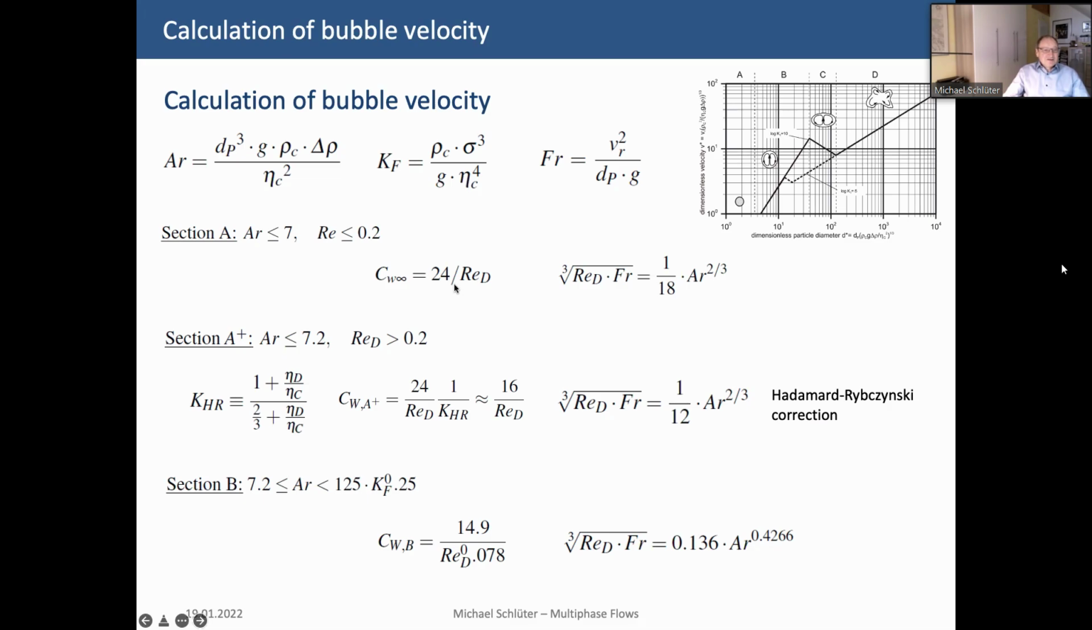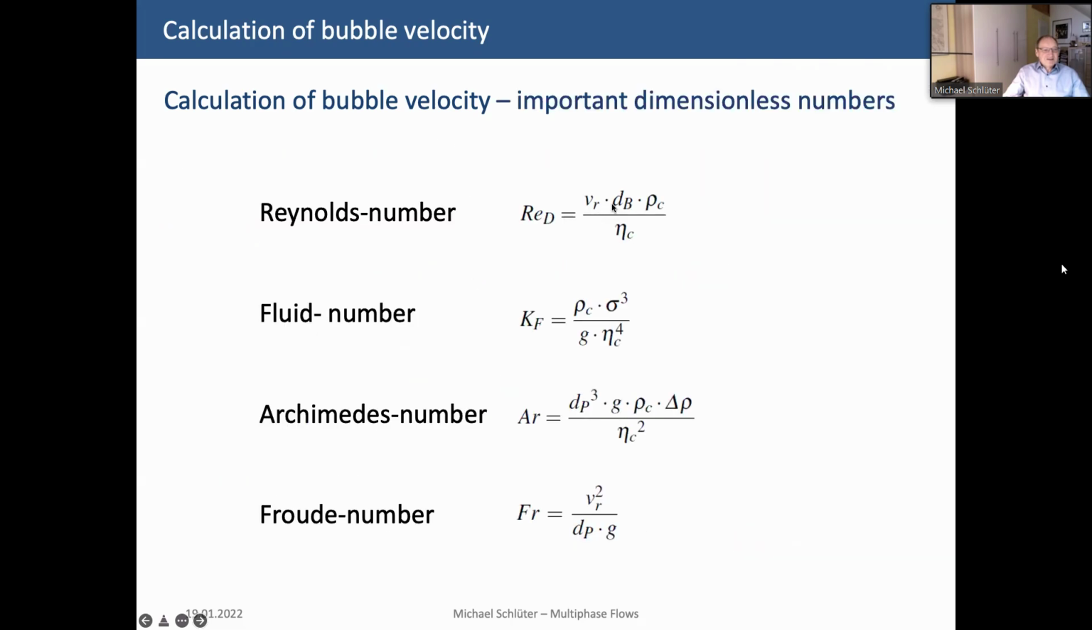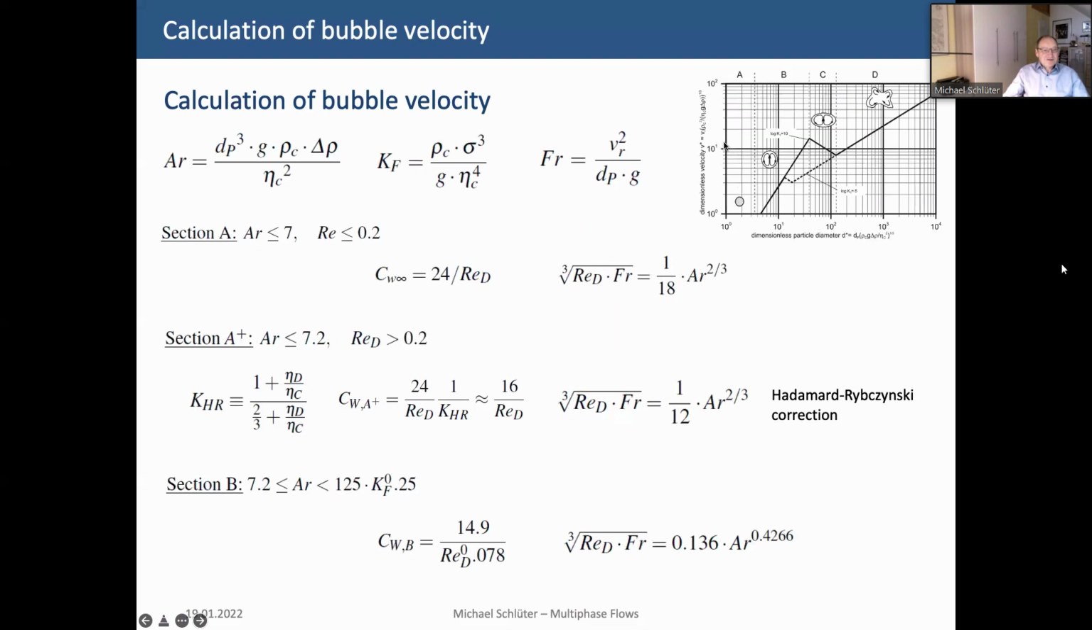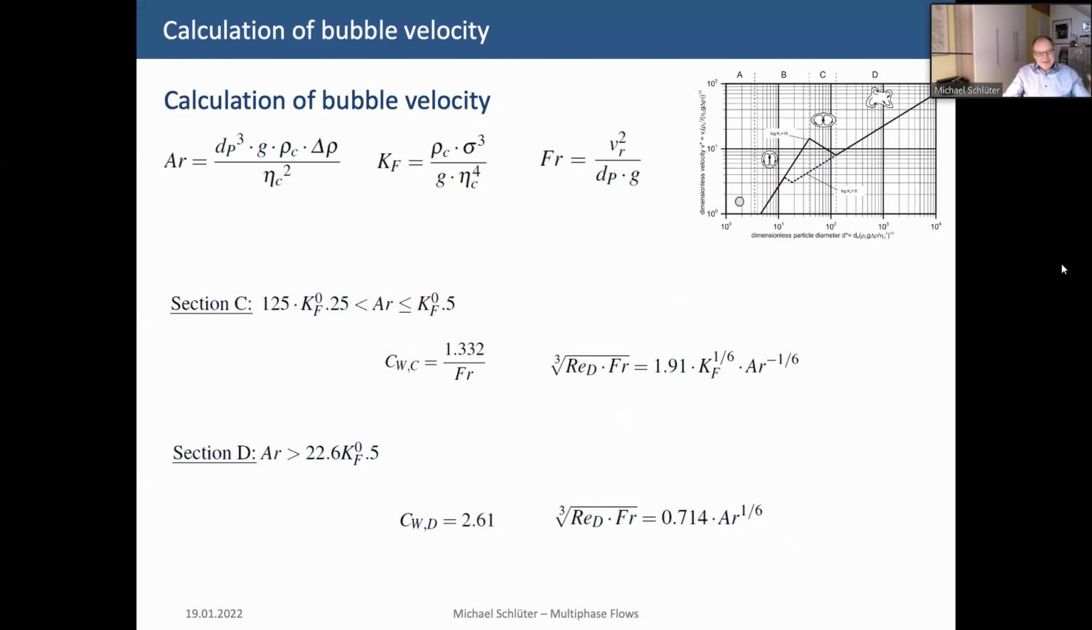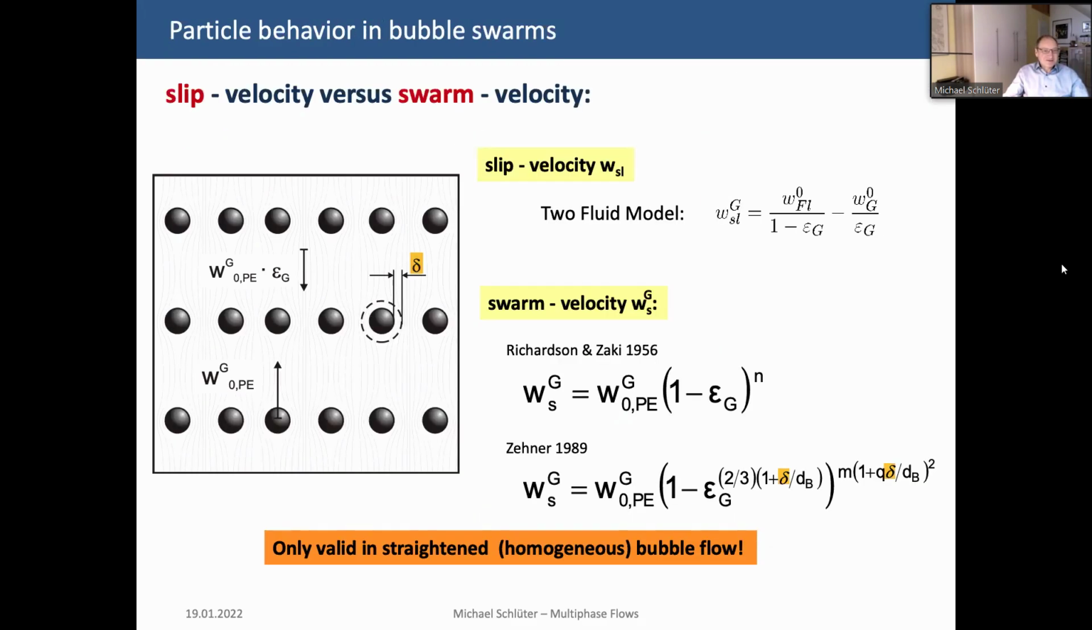Yeah, and another remark is, of course, here you have the Reynolds number inside of these correlations always. And the Reynolds number contains the bubble velocity, and that's what you would like to calculate with this correlation. Yeah, so this means you need to iterate here. In this case, you need iterations to calculate the bubble velocity, which is not very difficult, by the way.